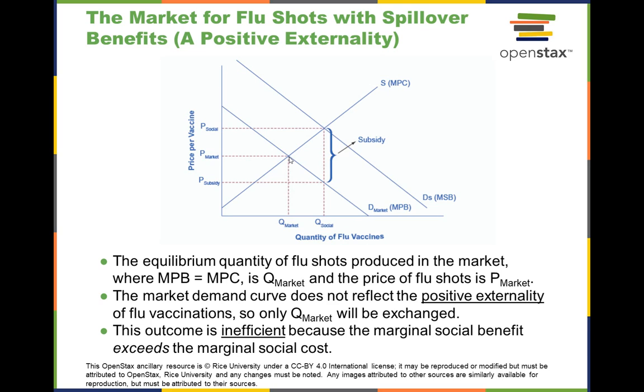And where these two intersect is known as the equilibrium. That is the optimal price that provides the consumer and the producer with the highest amount of benefit.